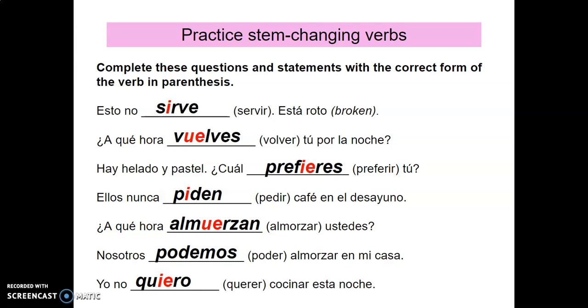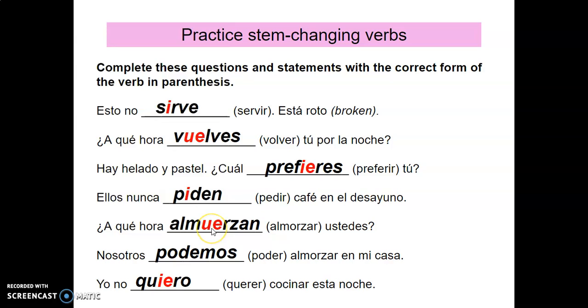Ellos nunca piden café en el desayuno. Ellos nunca piden. They never order or ask for. Piden. We use the en ending because it's plural, ellos, and e becomes i because pedir is un verbo de e to i, right? Ellos nunca piden café en el desayuno. They never order coffee at breakfast.